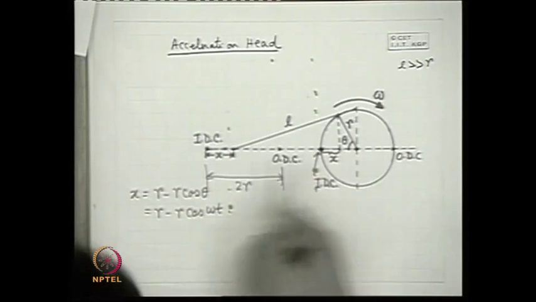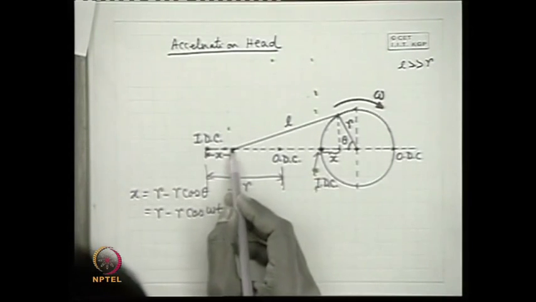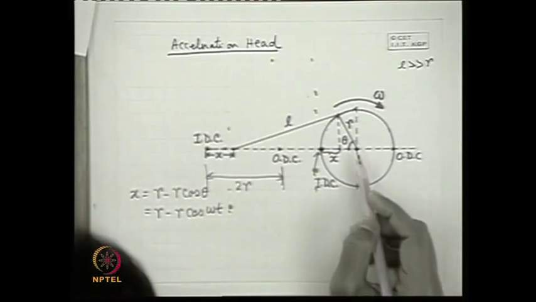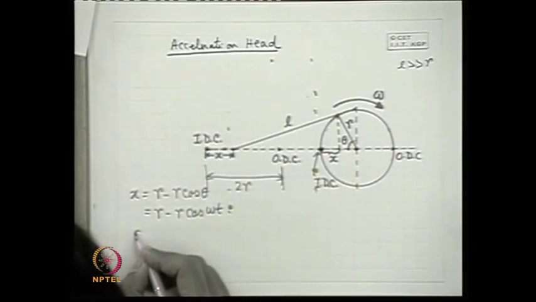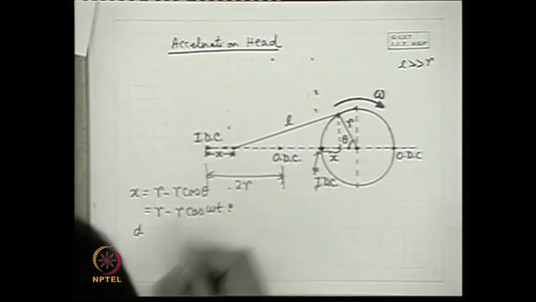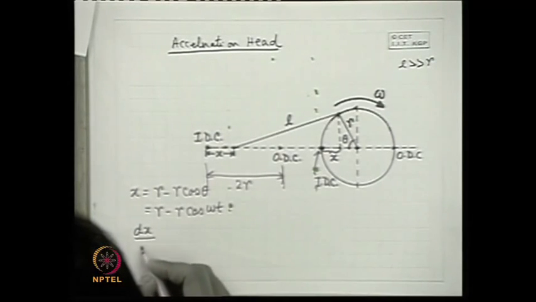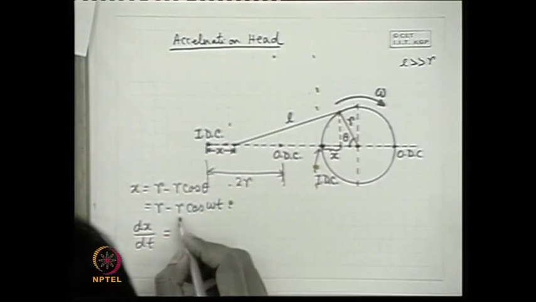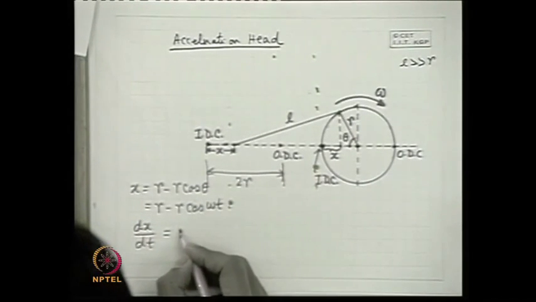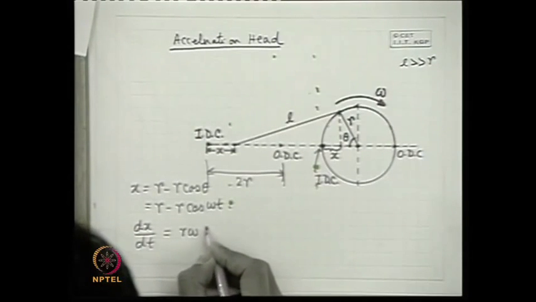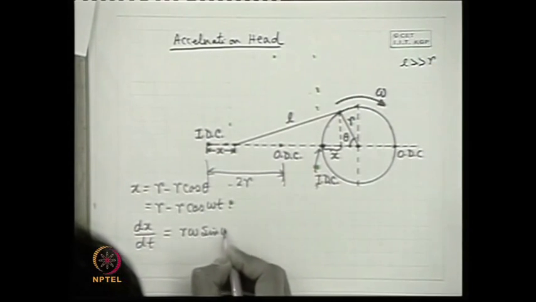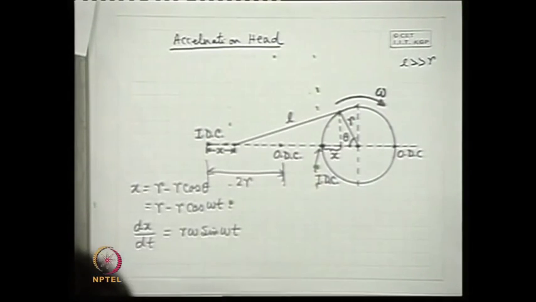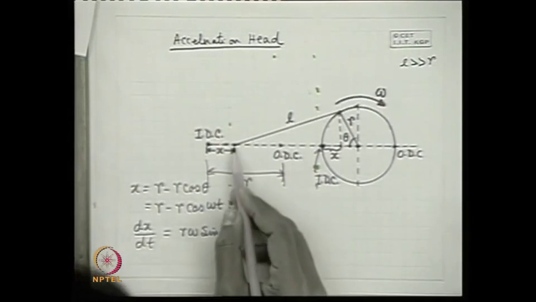where t is the time taken for the piston to move the distance x, or the crank to rotate by an angle theta. So therefore, if we want to find out the velocity of the piston, that means differentiate x with respect to t, it is very simple school level thing. So we take this r omega sin omega t. Well, the derivative of cos omega t is minus sin omega t. So this is the velocity of the piston.